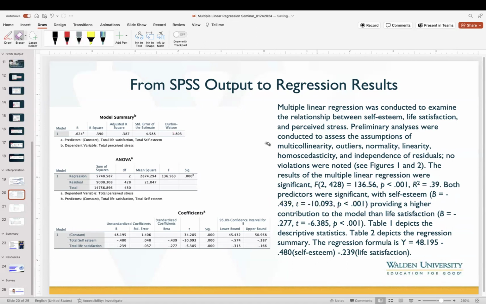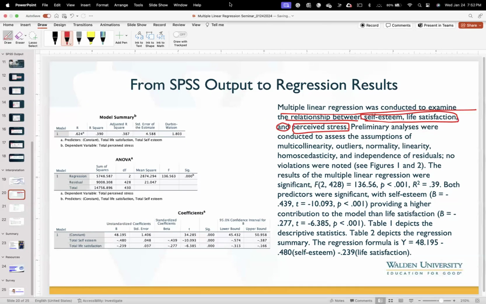So what are we saying here? We did multiple linear regression to examine the relationship between, remember, self-esteem and life satisfaction, which is our model, a model consisting of two predictive variables. And what is this variable here? If you would put it into the chat, what would that variable be following the word and? What is that variable there?